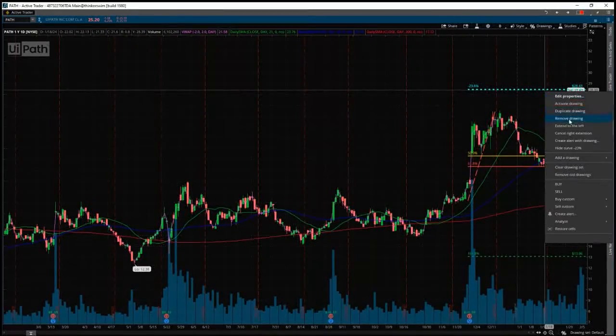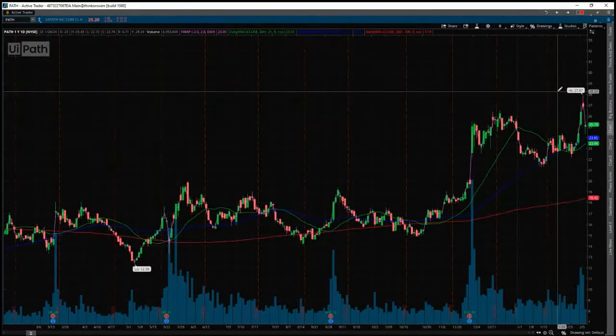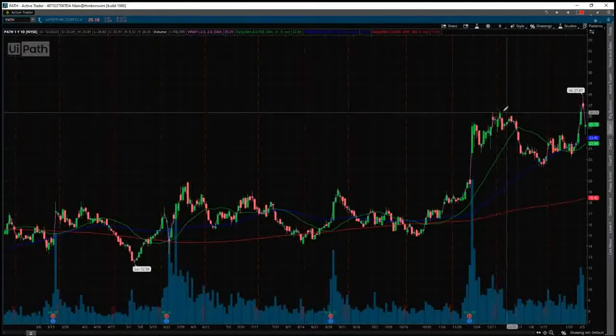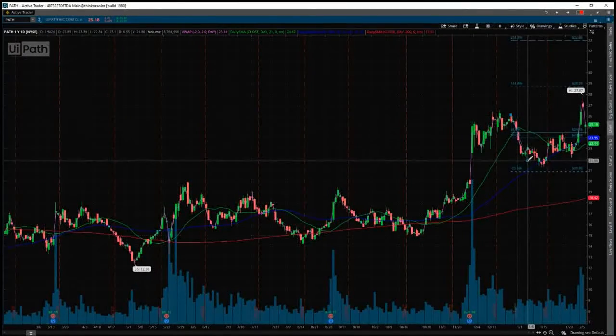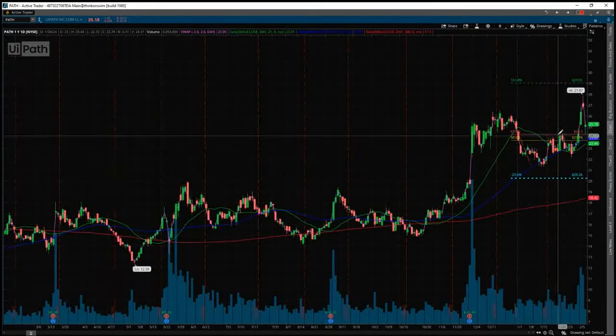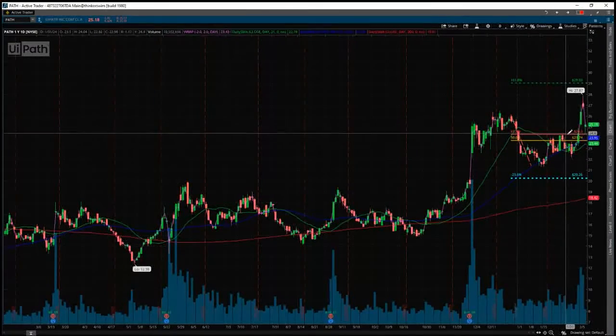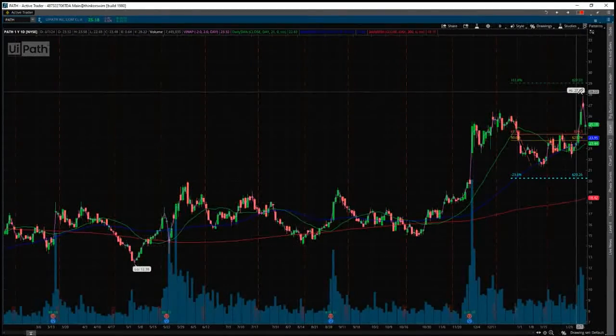But I also noticed on the other side, so I use that negative 23.6 for target. You can use these extensions as well. And what I also noticed was this 2450 level as very important. And what happened when we got through that 2450? We took out the highs and we expanded out.